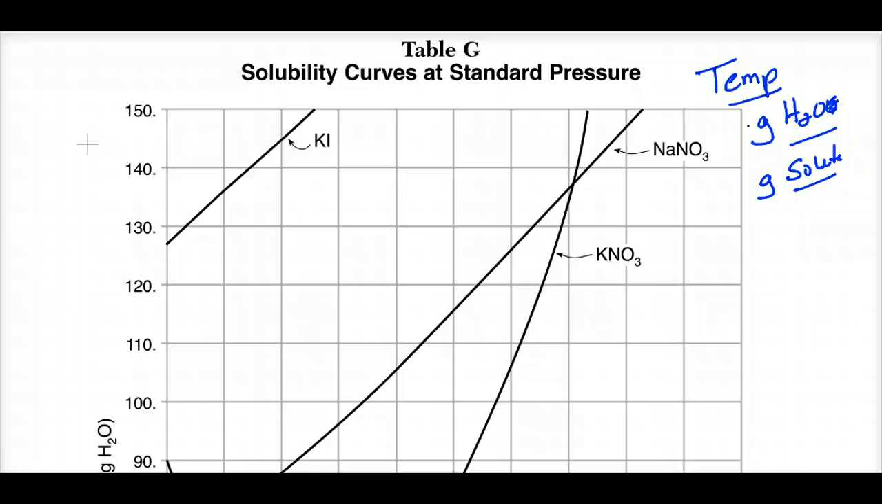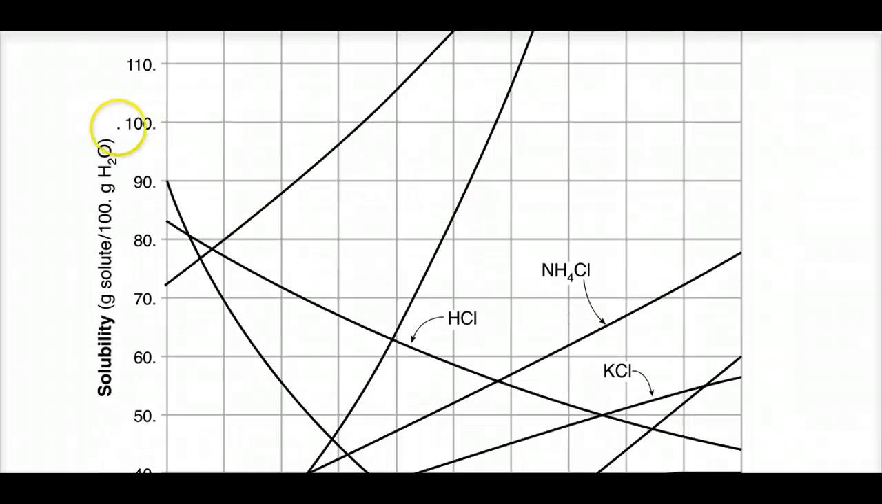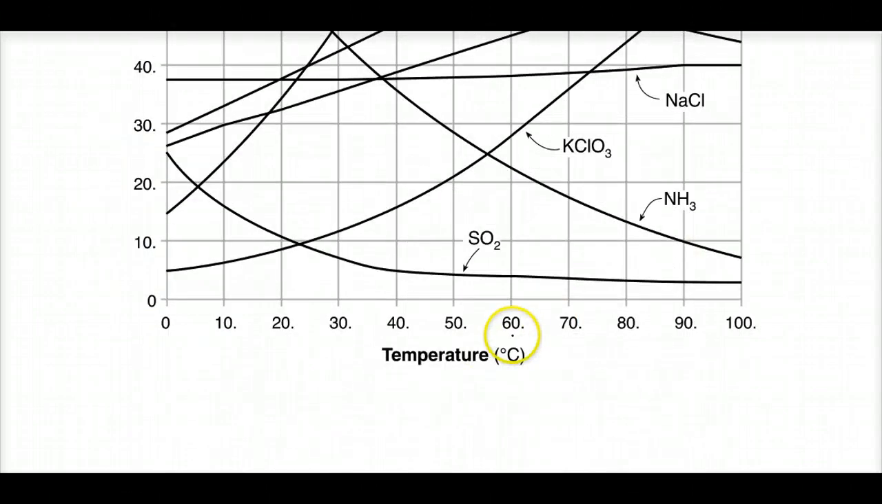And that's going to clue you into a table G question, because for those that don't remember, this table is based upon 100 grams of water. The y-axis is how many grams of stuff you have trying to be dissolved, and the x-axis is temperature. Okay, so that's how that table works.